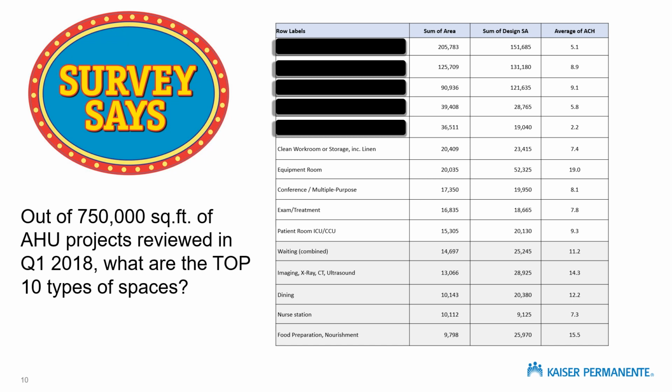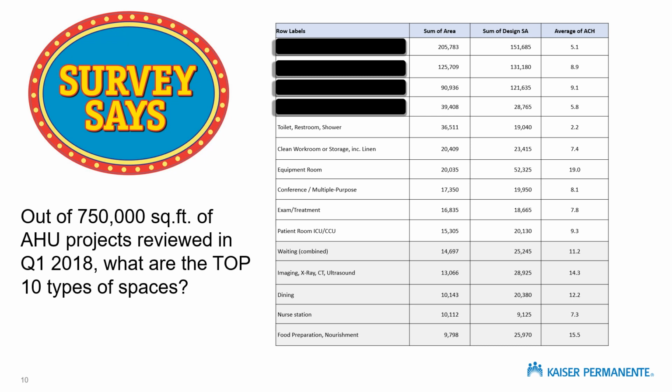Number 6 are the clean workrooms and storage areas. These square footages, by the way, at the top of 10 through 5 are not terribly far separated. We see engineers designing those a little bit higher than code minimum. Now we're into the top 5.